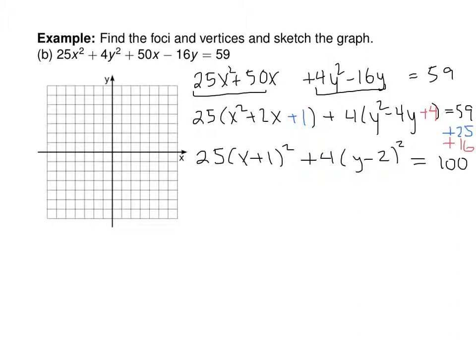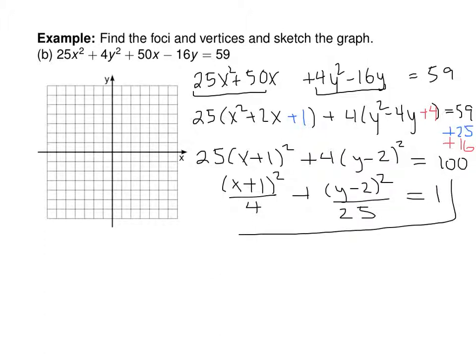Now to graph this ellipse we have to divide by that 100, and that gives us x plus 1 squared over 4 plus y minus 2 squared over 25 equals 1. So the center of this ellipse is negative 1, 2. So backwards 1, up 2. And from that center we go left and right 2 because of the 4 underneath the x plus 1. We go up and down 5.